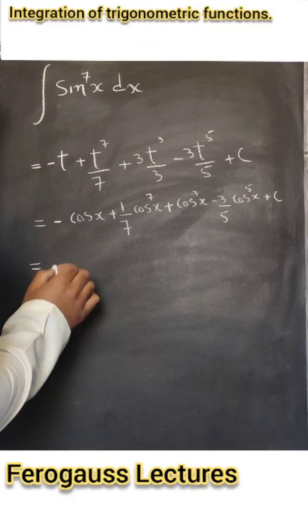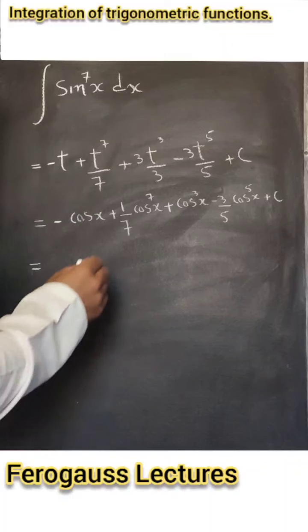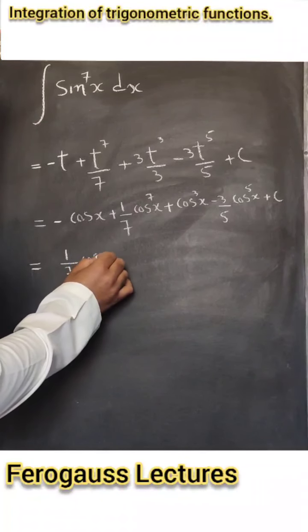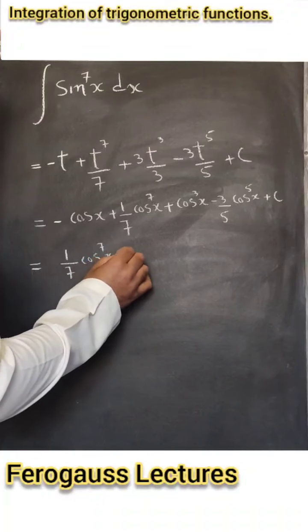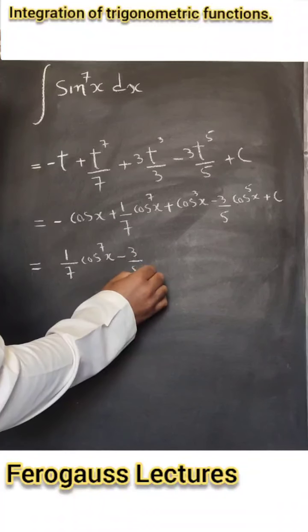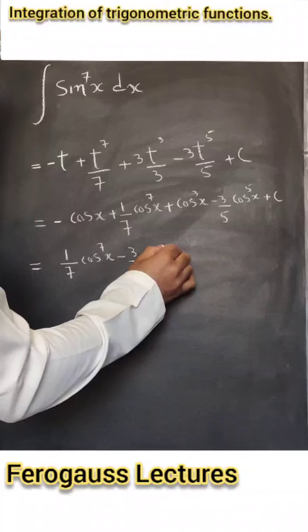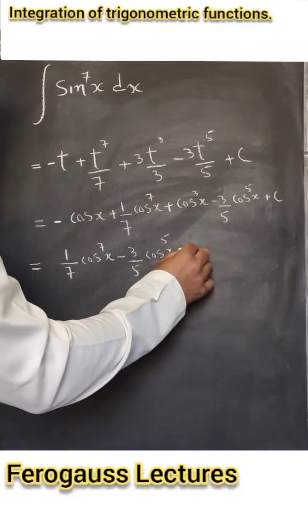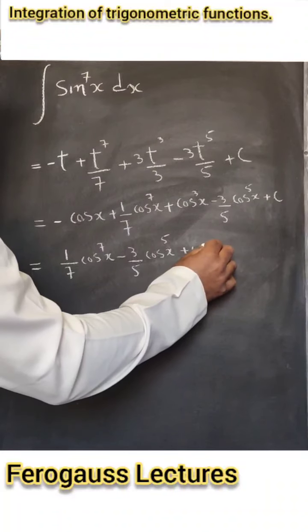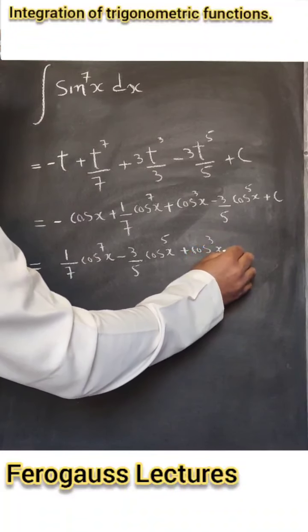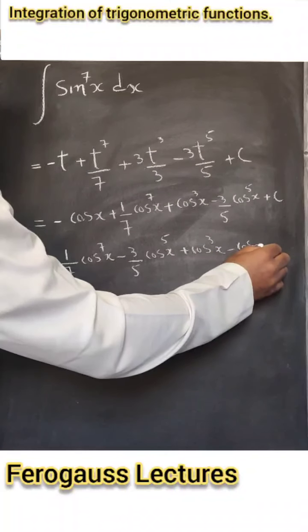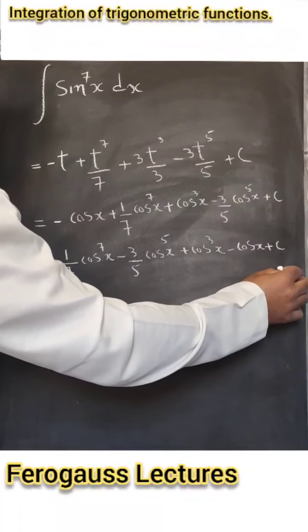Or we can write 1 by 7 cosine raised to power 7x, minus 3 by 5 cosine raised to power 5x, plus cosine raised to power 3x, minus cosine of x plus c.